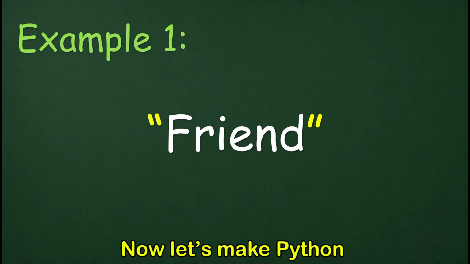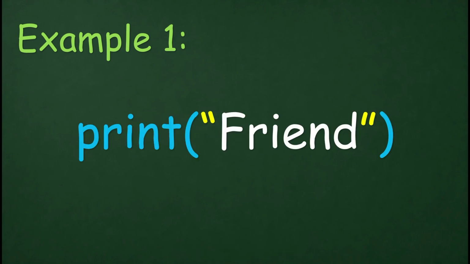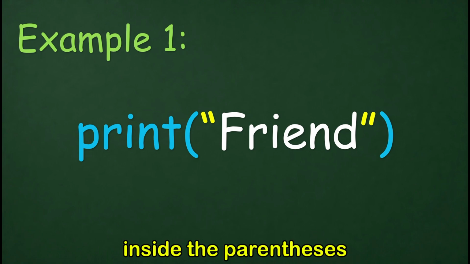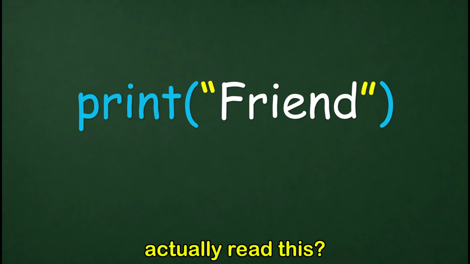Great job. Now, let's make Python show this text on the screen. We write print, and we place the string friend inside the parentheses. And this means, Python, please show this text on the screen. But wait, how does Python actually read this?